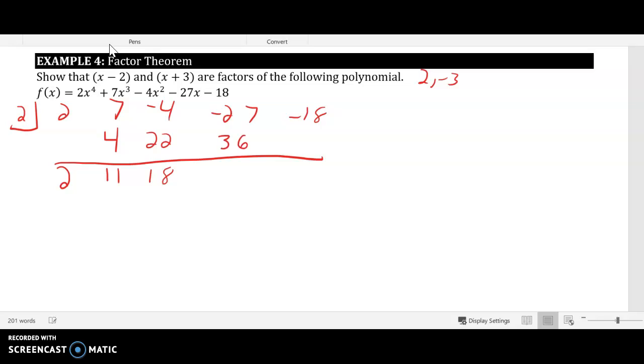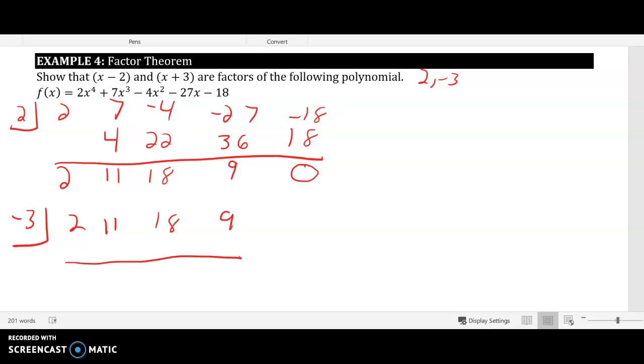Multiply. Alright, 2 times 18 is 36. Add is 9. Multiply. Add, and you got a remainder of 0. That means that this is a factor of that. 2 is a 0. Now what you do, take your other 0, which is negative 3, put it in the box. Take your answer that you got. You can drop the 0, you don't need that. So this is x cubed, x squared, x, and constant.